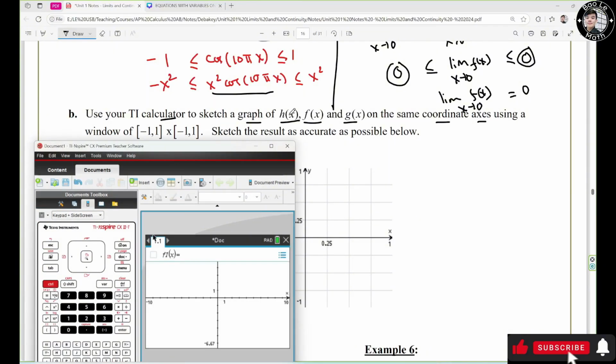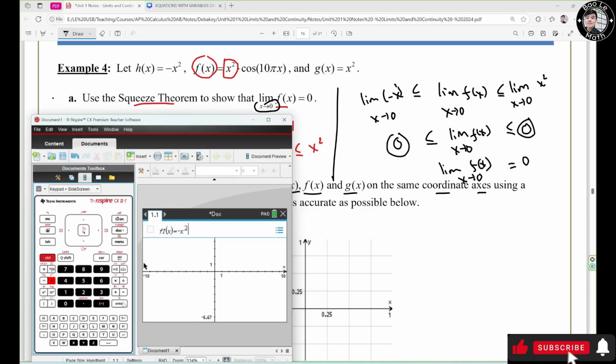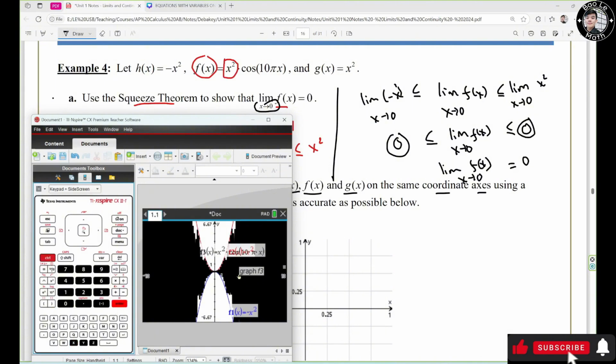Now I'm going to input the function h of s first. The function h of s equals negative s squared, so negative, and then I hit enter, it's going to be right here. The second one, g of s, so I hit tab, g of s equals s squared, hit enter, it's going to be right here. And the last one is going to be s squared times cosine of 10 pi s, so I hit next tab, then I hit enter, it's going to be right here. Alright.